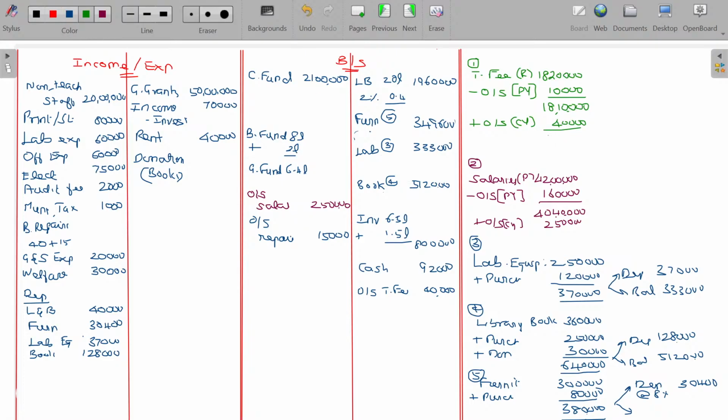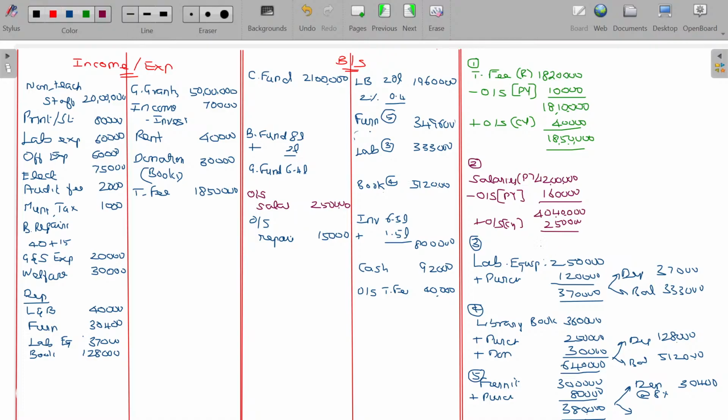By adding 40 with this, so 18 lakhs 50,000 should be posted as tuition fee. Sorry, income. Tuition fee. The value being 18 lakhs 50,000. Donation, how much? 30,000 rupees. Tuition fee being 18 lakhs 50,000.